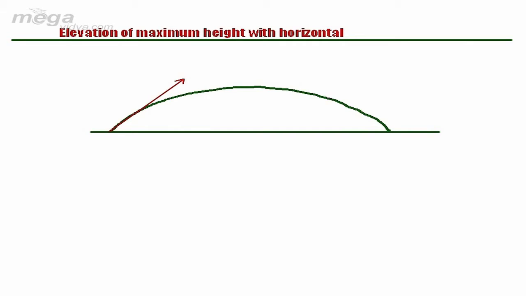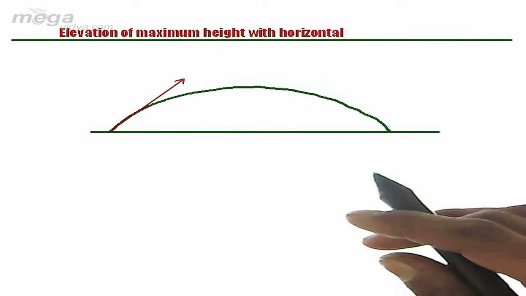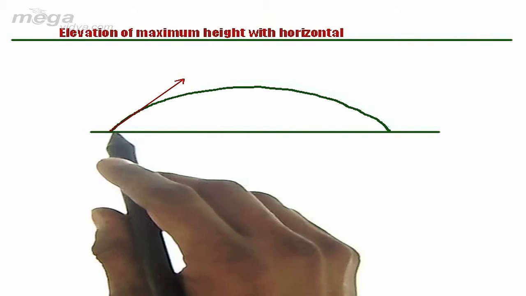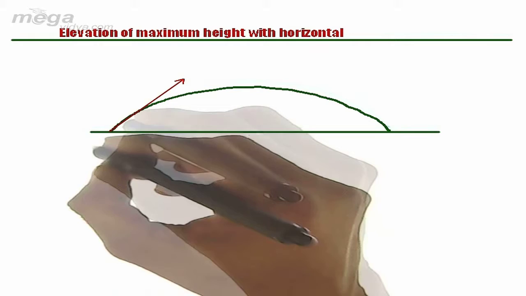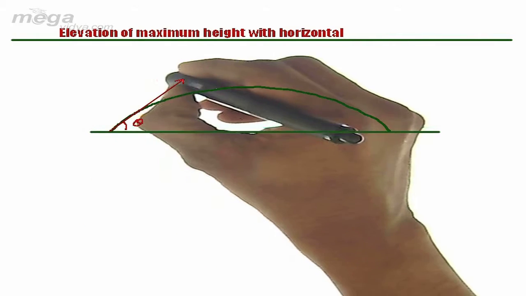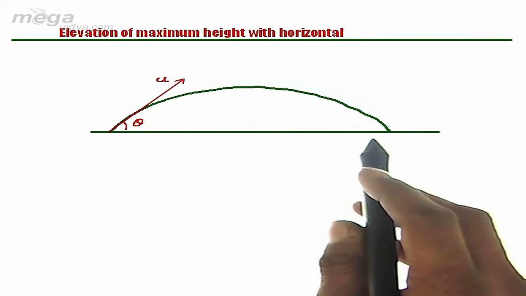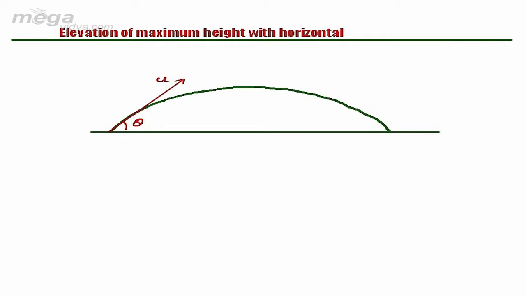Today we are going to find the elevation of the maximum height of the projectile from the point of projection. Here elevation will be with respect to horizontal. We know if a projectile is thrown at some angle, say theta, with initial velocity u, then the trajectory of the particle will be like this, a parabolic path.